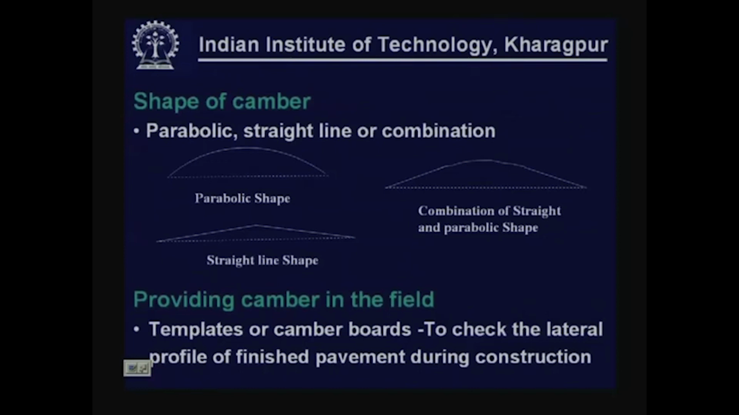Now, we provide camber for smooth drainage of water. So, a slope is provided. What happens if we really provide a much steeper slope? Obviously, it will help the water to go away from the carriageway much earlier, but there are also certain disadvantages associated with providing excessive cross slope or camber.